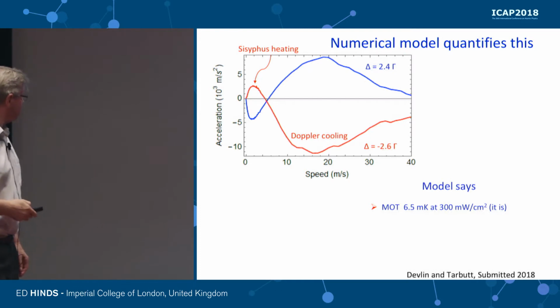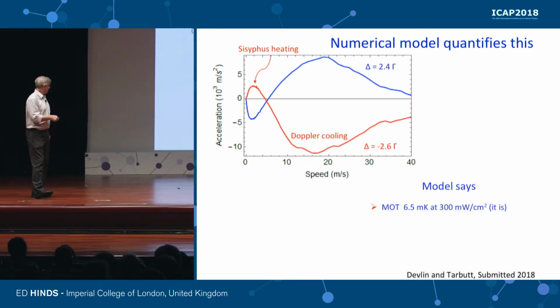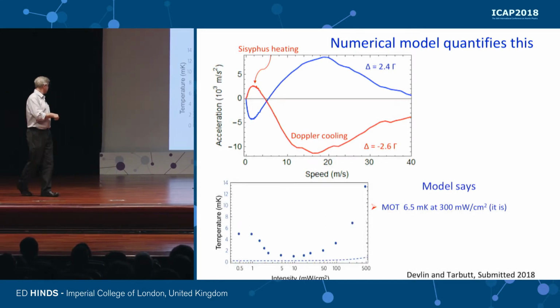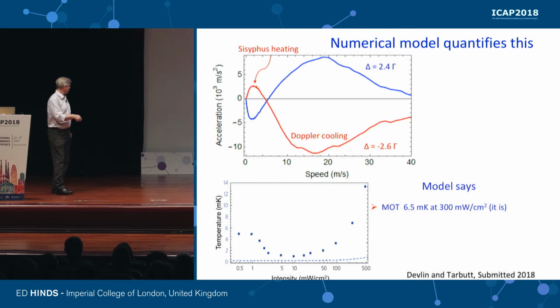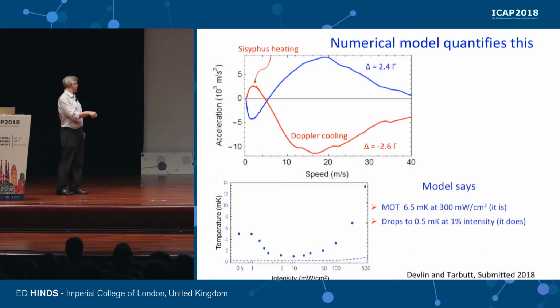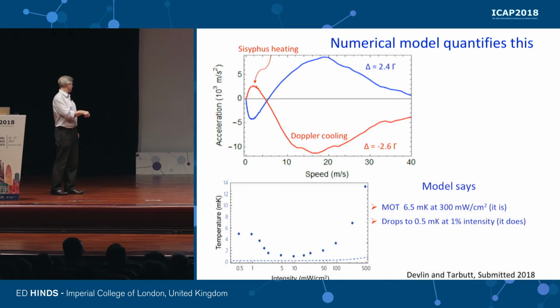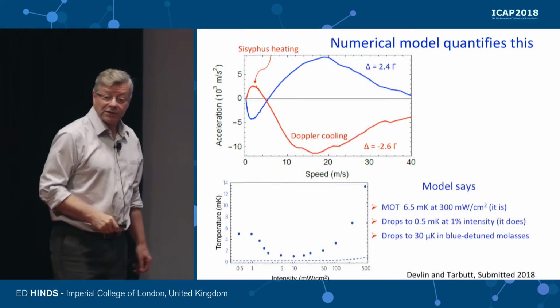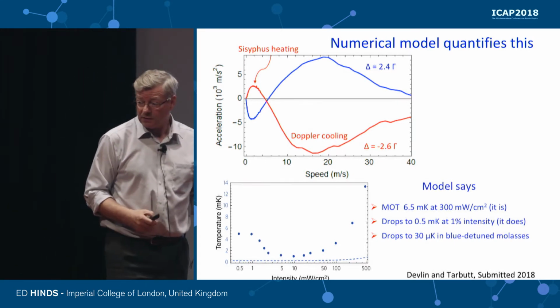So the model says that our MOT should have a temperature of 6.5 millikelvin at 300 milliwatts per square centimeter, and it does. That's up here. It also says if we lower the intensity of the light, the temperature will go down to half a millikelvin, and it does. And finally, it says if we switch to blue detuning, we can lower the temperature to 30 microkelvin instead of a millikelvin.